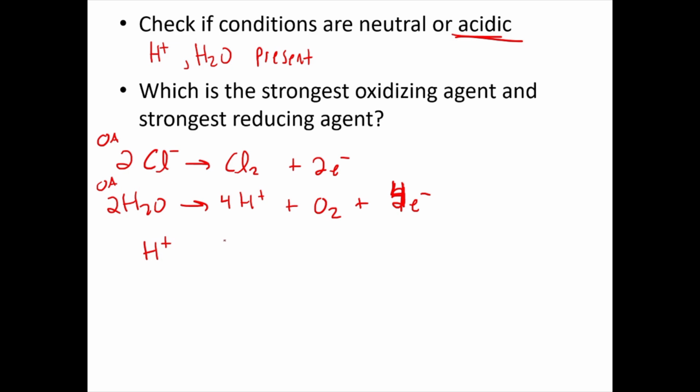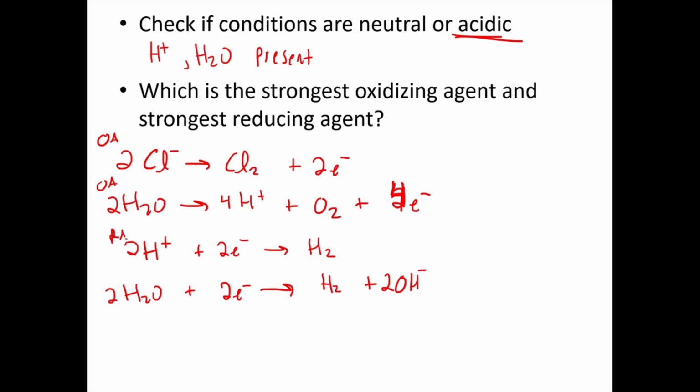My reducing agents, well, I'll list both. There's the H plus. 2 H pluses plus electrons become H2. And water could also be reduced as follows, to H2 plus OH minus. So here are my reducing agents.